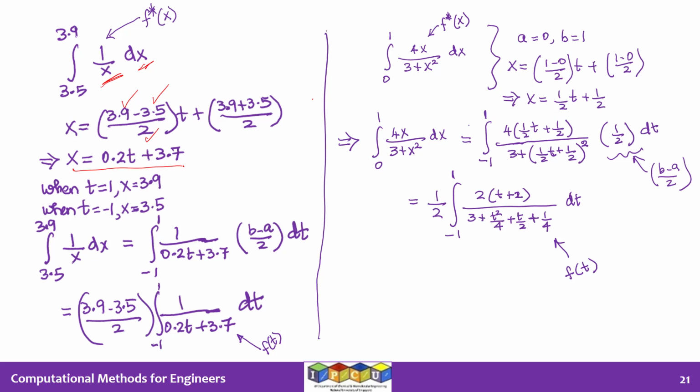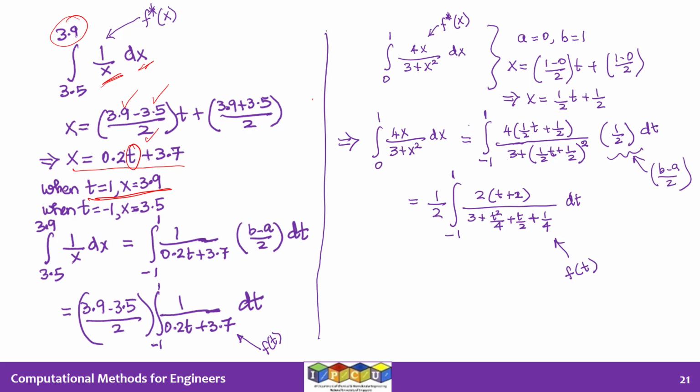Now you can see when you put t is equal to 1, x becomes 3.9. So in the integral for t, we know 3.9 translates to t is equal to plus 1. x is equal to 3.9 translates into t is equal to plus 1. And you can see the reason here. Put t is equal to 1 and then x becomes 3.9. Or the other way is put x is equal to 3.9 and you will find t is equal to 1.